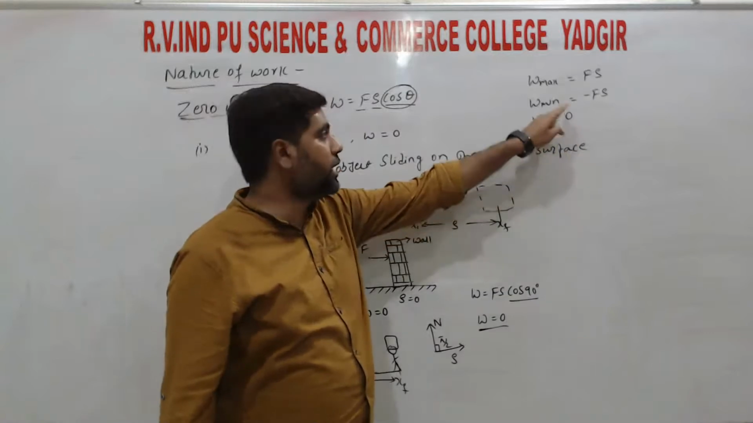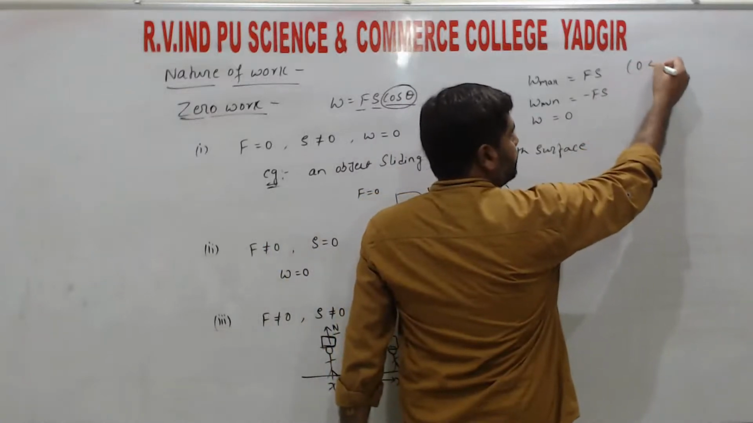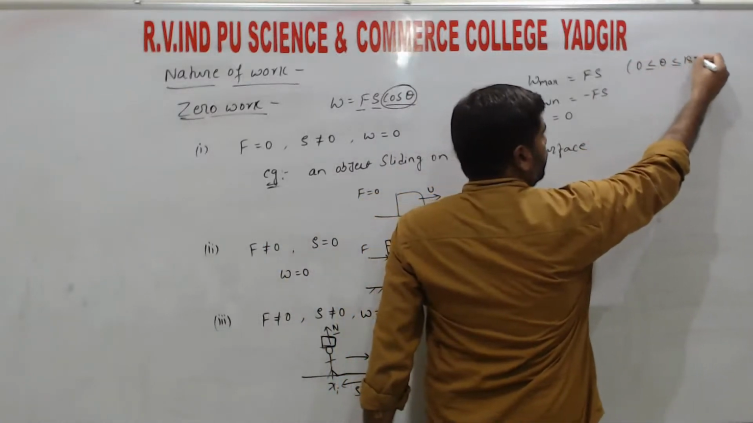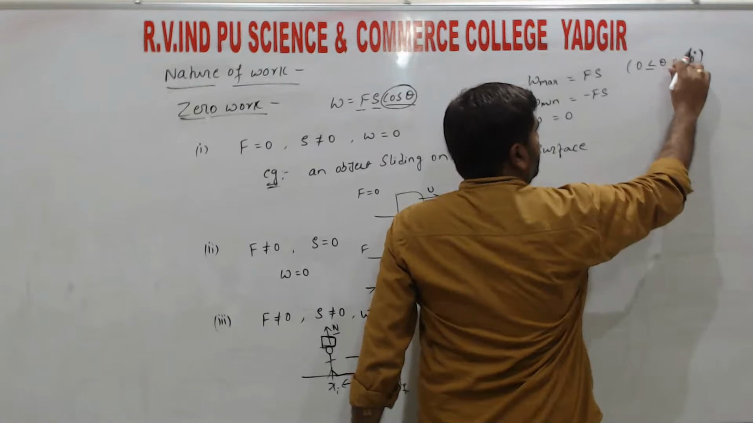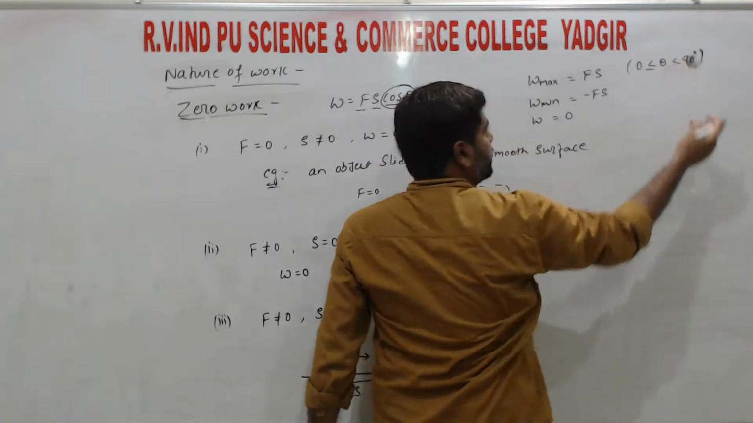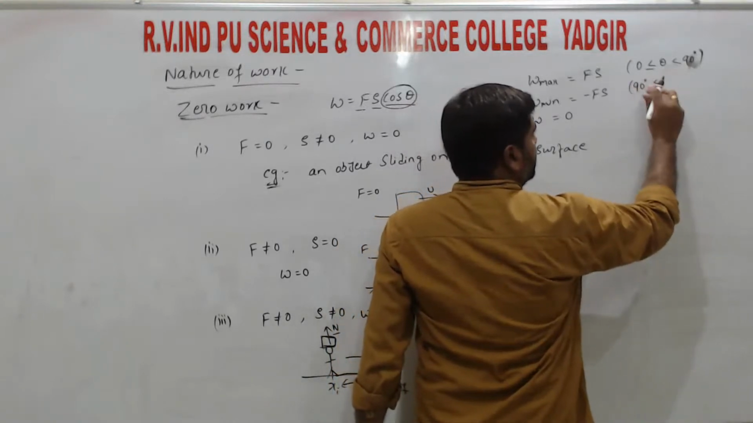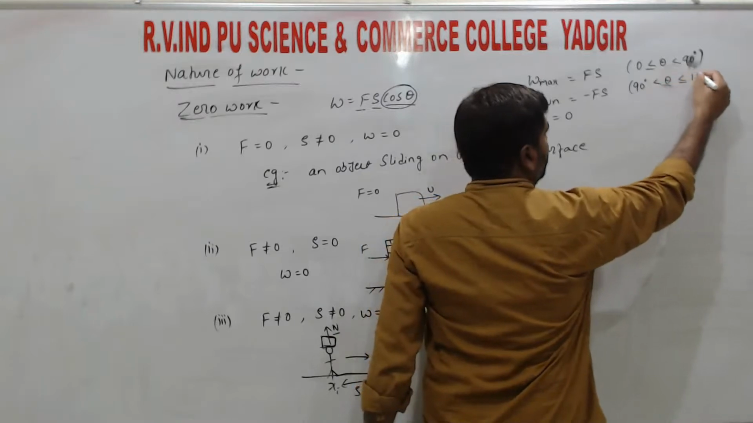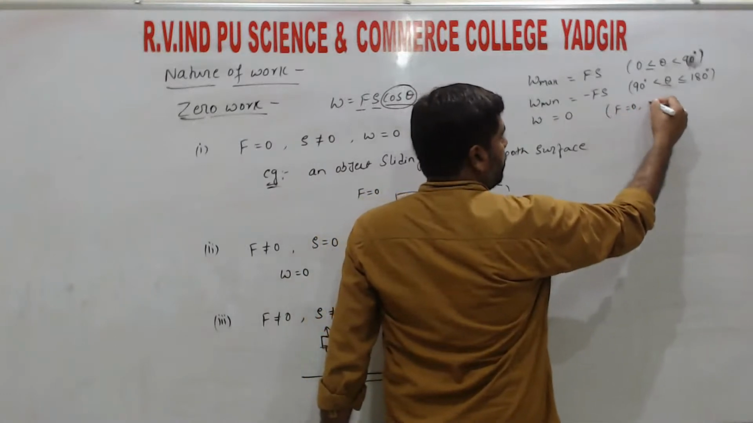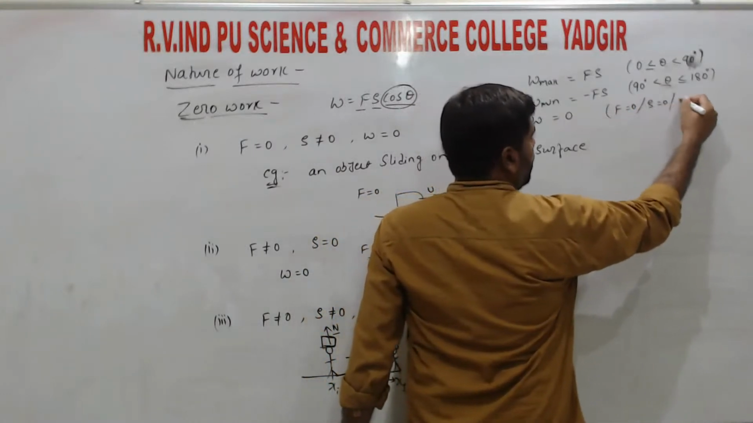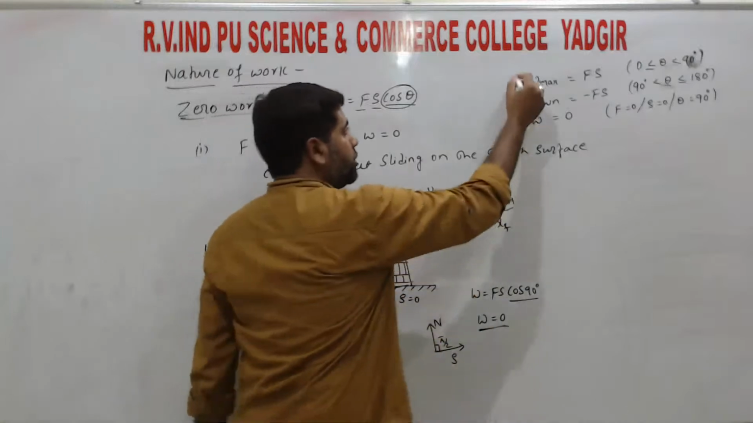Any value lesser than zero is what we call minimum work. Work is maximum when theta lies between 0 and less than 90 degrees. Work is minimum when 90 degrees is less than theta less than or equal to 180 degrees. And work is zero when F is 0, or s is 0, or theta is equal to 90 degrees. These are three important cases.